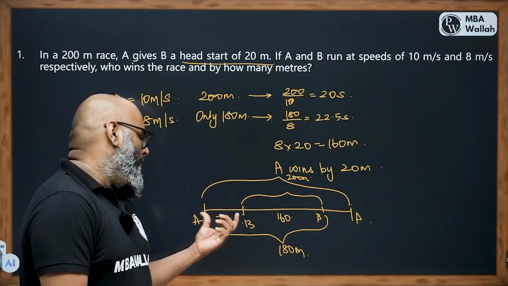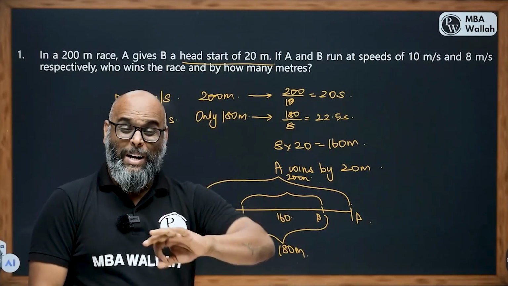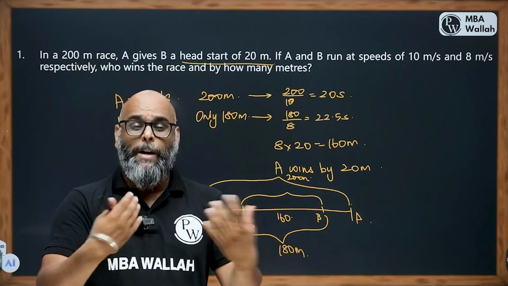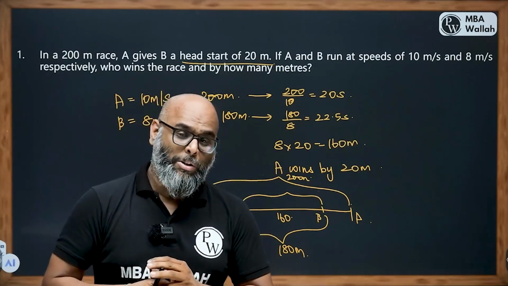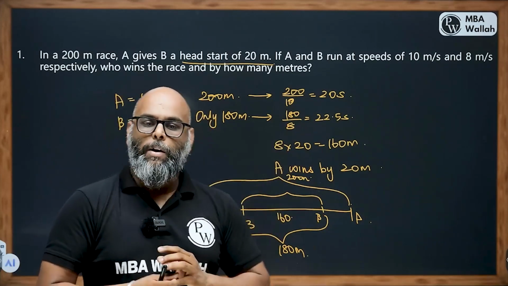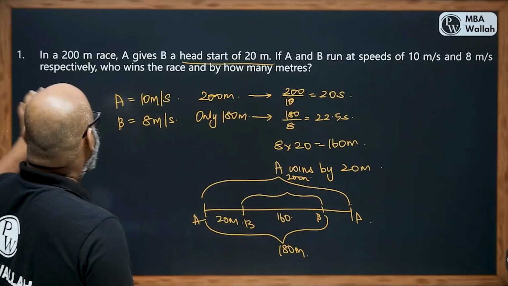So B has covered 20 meters plus 160, that's 180 meters. That means he loses by 20 meters. But despite getting a 20 meter head start, B loses by 20 meters, and that will be our answer. Right?